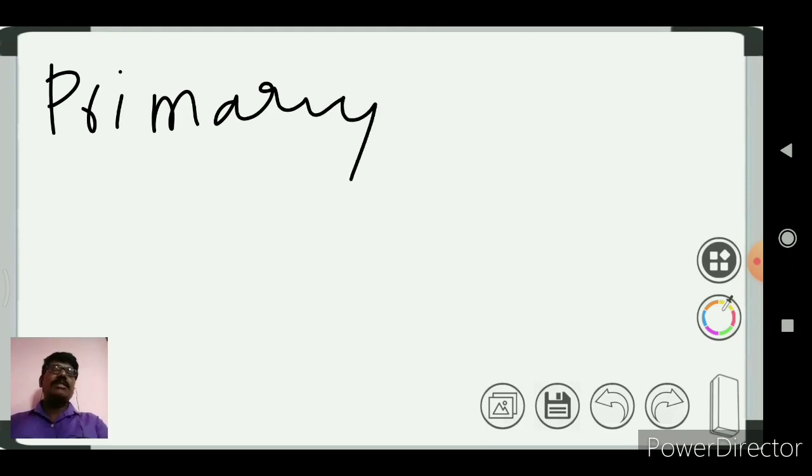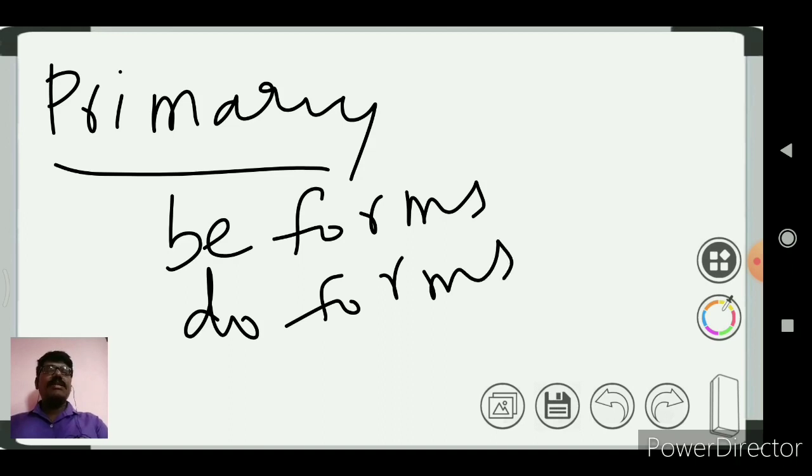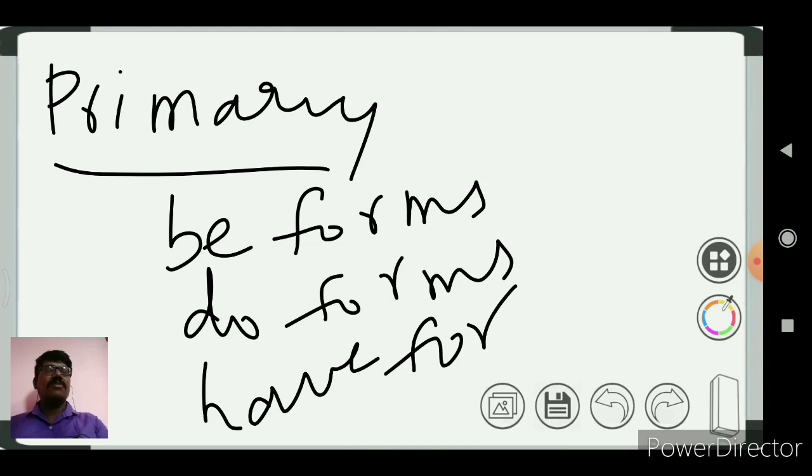Primary auxiliaries. What are they, sir? One is be forms. Two is do forms. Three is have forms. These are the primary auxiliary verbs. What is that, sir? Please note down: be forms, do forms, have forms. Yes, let us learn about be forms first.